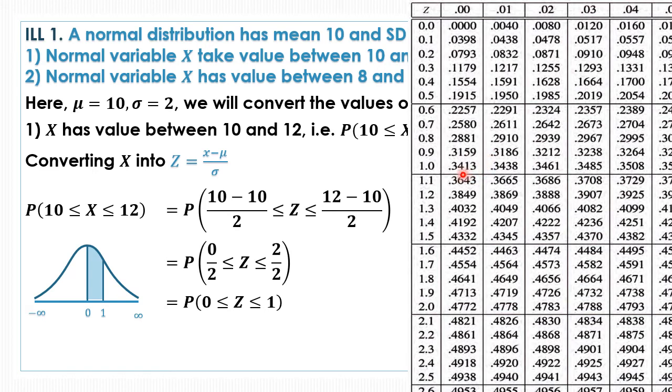So the probability of z between 0 to 1 is 0.3413. So just write it down. Your answer here is 0.3413, because it is between 0 to 1, so 1.00, which gives 3413. So that's the first question. The answer for the first question is 0.3413. Let's move on to the second question.